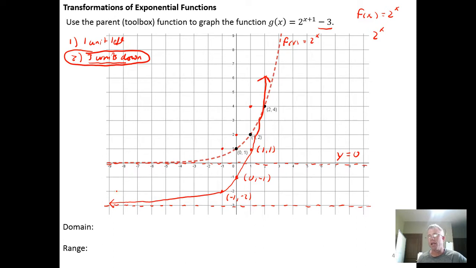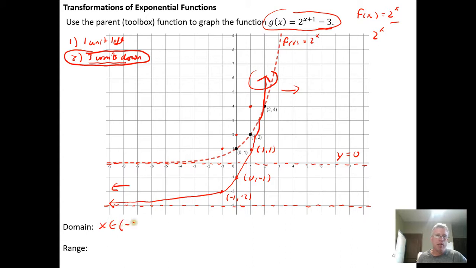The point in having a person hand draw some of these is it's nice for us as users of mathematics to be able to look at a function, understand what the toolbox function is, and recognize that transformations have happened. And it gives us an ability to mentally see where the function is without even needing to graph it. So domain and range. Domain, you can see it's still going to go from -infinity to infinity.